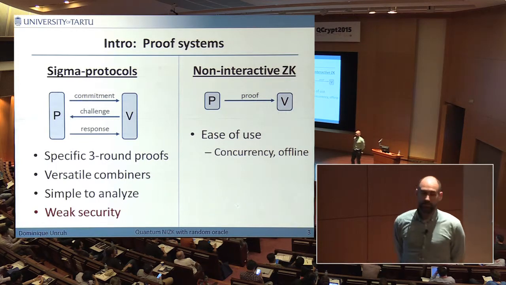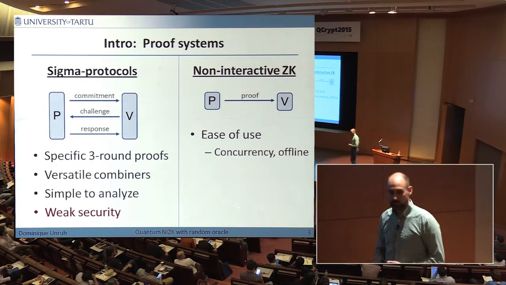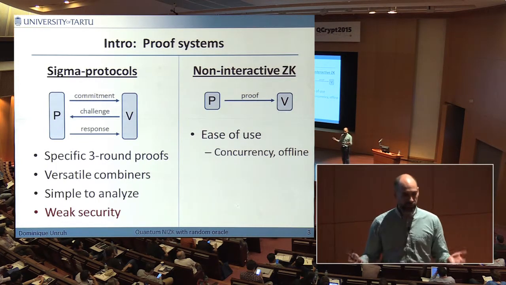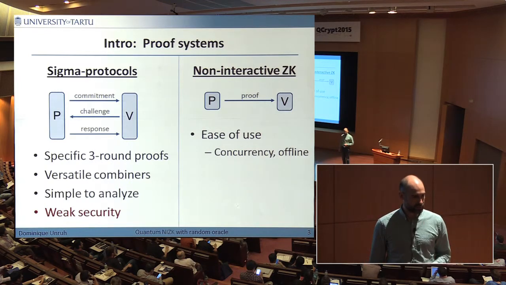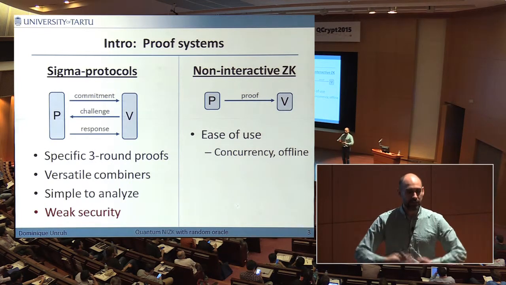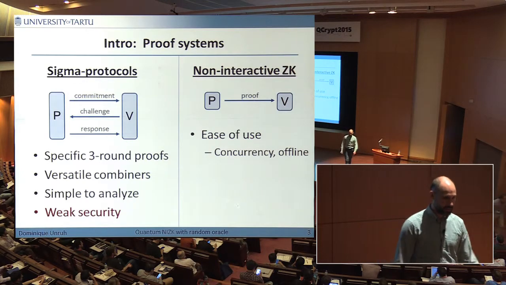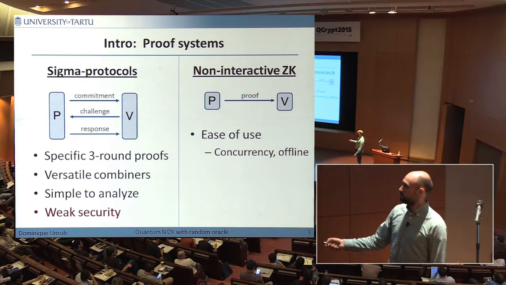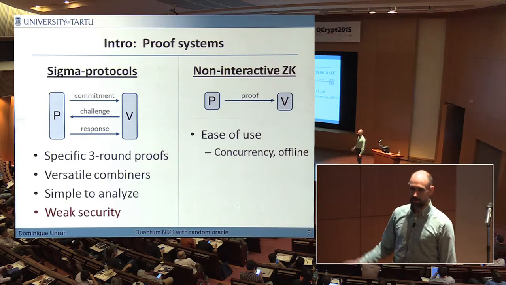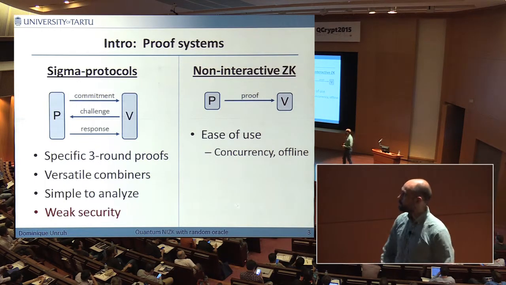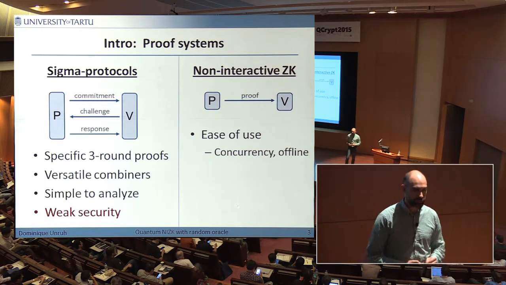And second, you have this offline capability. So you can, for example, take your proof and store it on the hard disk, or you can take your proof and encrypt it and send it via email, and so on. So you don't have to have these live responses depending on each other. And that makes non-interactive zero-knowledge proofs much nicer to use.